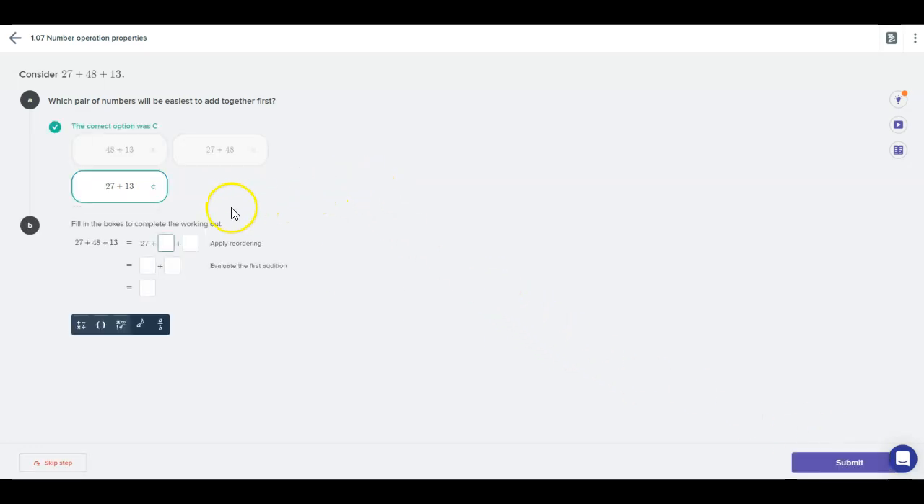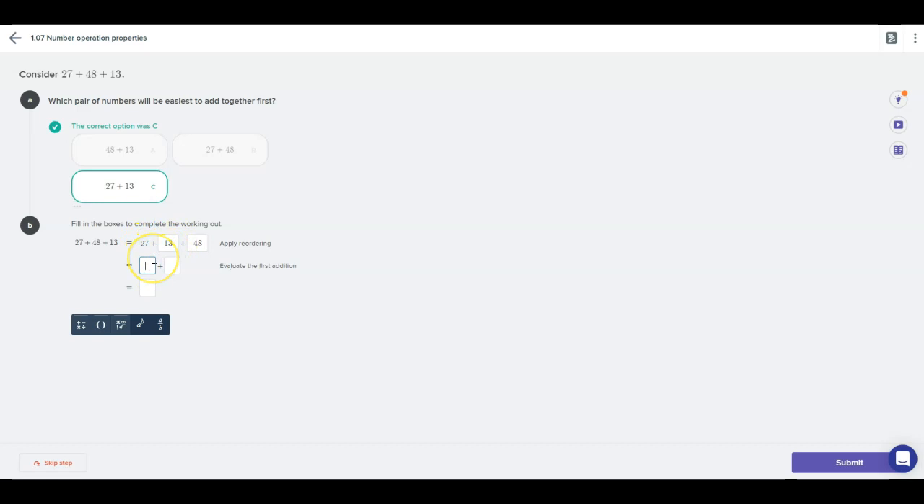And yes, we are. So now it wants us to fill in these boxes to actually do all the working out. And this is what I would expect to see in your workbook, for example. So I'm going to reorder this to make it easier for me. So 27 plus 13 is going to be my second value. And then of course it has to be 48 there. So I've applied the reordering to get this version of the equation. Now I'm going to evaluate the first addition. So I'm going to evaluate 27 plus 13.